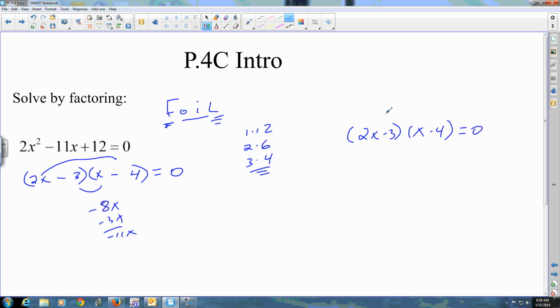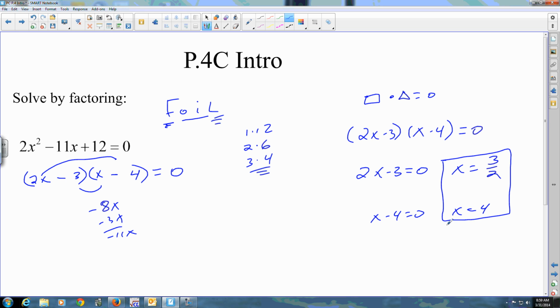Okay? Solving by factoring, you're solving it. This is the zero product property. Something times something equals 0. One or both of those have to be worth 0. So you set them equal to 0. This one's easy enough. X is equal to 4. Add the 3, divide by 2. There's your two zeros. Okay?